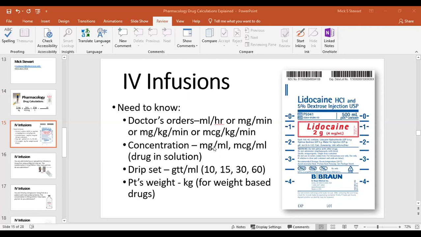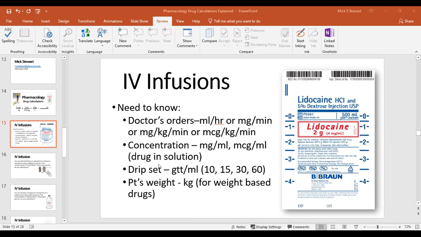Your concentration is going to be generally expressed as milligrams per milliliter or micrograms per milliliter. Now, I don't think I talked about the doctor's orders, which are going to be expressed usually in milliliters per hour, milligrams per minute. It might be milligrams per kilo per minute or micrograms per kilo per minute. Notice that these variations here are weight-based, so it's so much drug per the patient's amount of weight, and we'll talk about that more in just a moment.